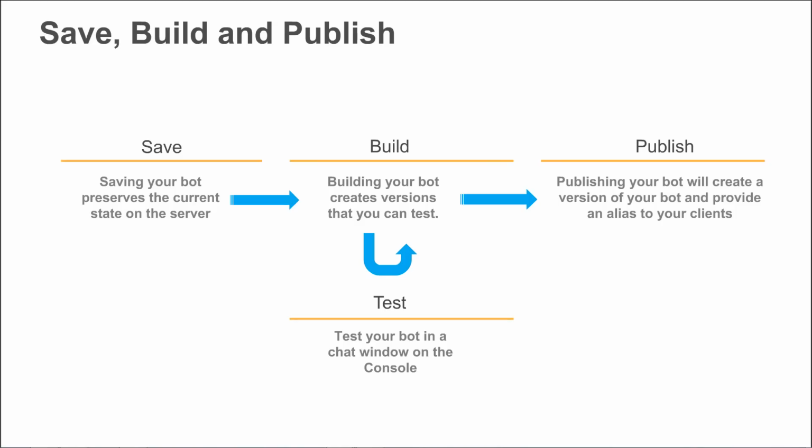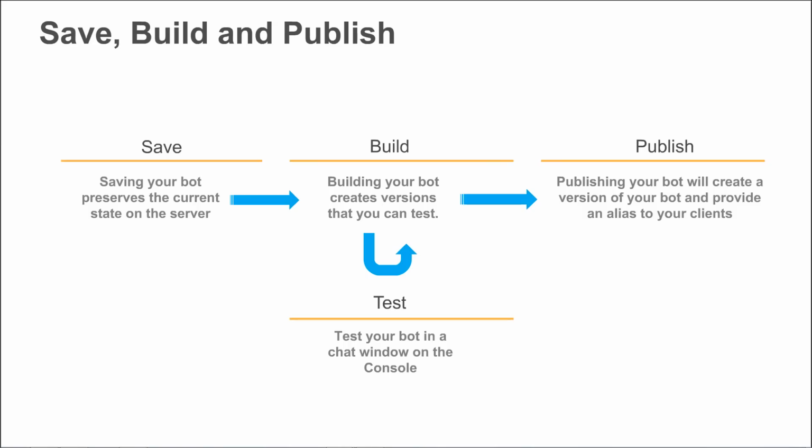There's the build functionality, where when you click on build, we take all the data that you saved so far and then build the model on the Alexa backend. So that's where we build your intent model with all the data that you provided, with all the sample utterances, with all the slots, with all the prompts, and so on.